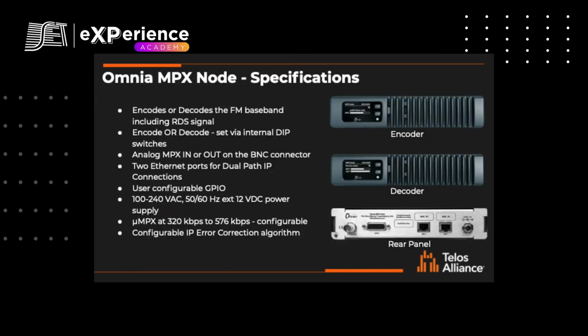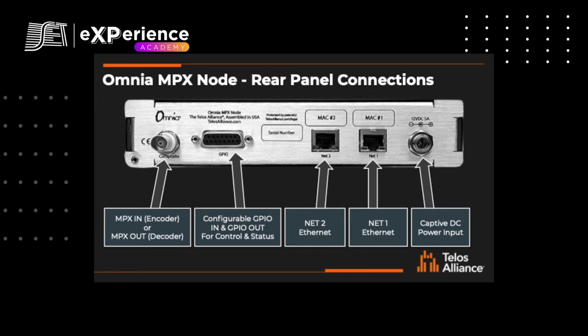Here are the specifications for the Omnia MPX node. I won't go over all of them. I won't read all of them to you, but there's an encoder and a decoder. That's just set by a dip switch. It's the same hardware. And on the back, let's take a look at the back side. There's the composite connector, and that's the traditional BNC connector. It can be either an input or it can be an output, depending on the setting of the dip switches inside. It has a configurable GPIO for local monitoring and control. It has two Ethernet connections and a 12-volt input power supply. It's on a captive connector, so it won't fall out.